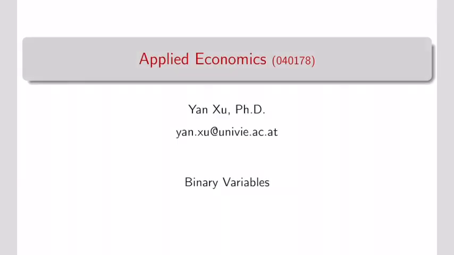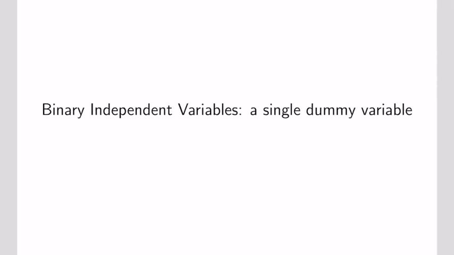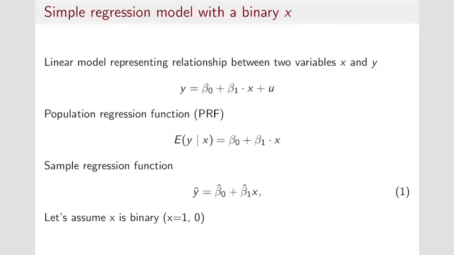In this week, we will first focus on the dummy variables. That is, the variables can either take the value of 0 or 1. First, let's check the situation that the independent variable x in the simple linear regression model is binary. In econometrics, binary variables are also commonly called dummy variables.